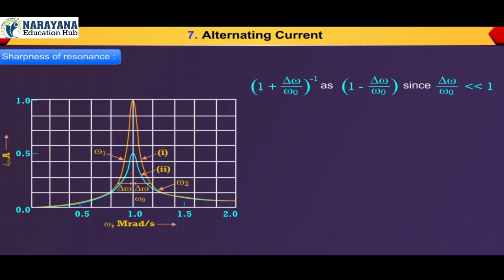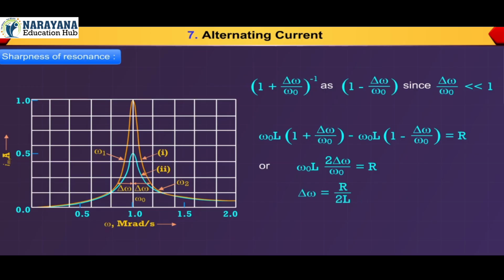We can approximate (1 plus delta omega upon omega 0) whole raised to minus 1 as 1 minus delta omega upon omega 0, since delta omega upon omega 0 is much less than 1. Therefore, omega 0 L into (1 plus delta omega upon omega 0) minus omega 0 L into (1 minus delta omega upon omega 0) is equal to R, or omega 0 L into 2 delta omega upon omega 0 is equal to R. Delta omega is equal to R upon 2L.